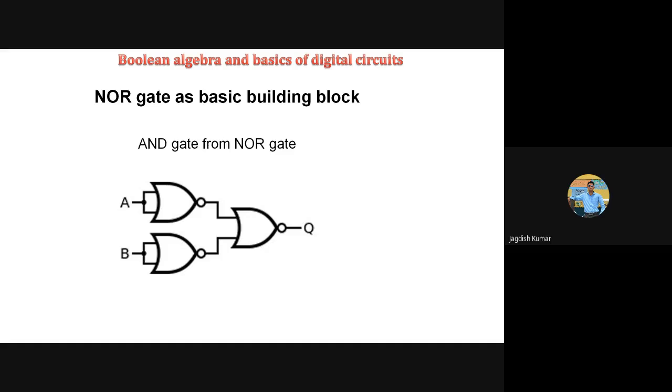Then there is something called the XOR gate, exclusive OR gate, and the XNOR gate, exclusive NOR gate. We will be discussing them in the next class, exclusive OR and exclusive NOR gates, and then some applications of those. Well, then that will complete your first unit.